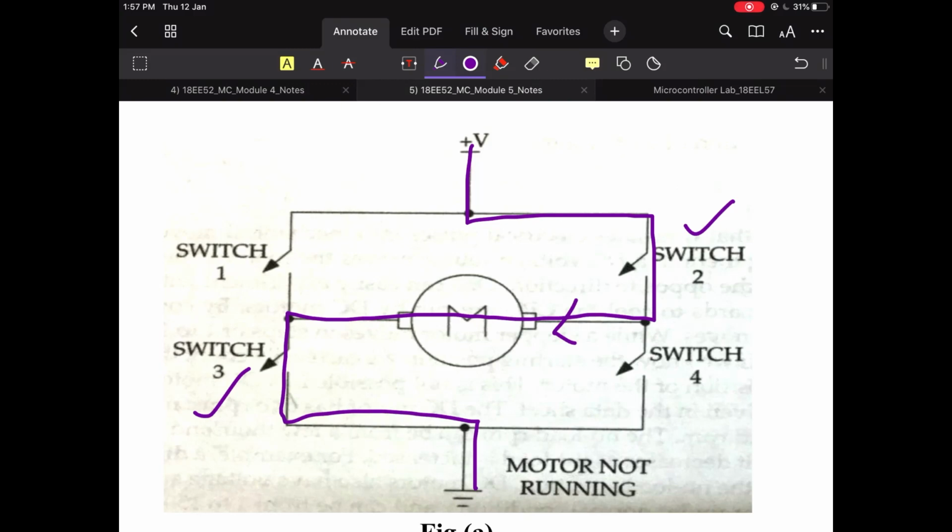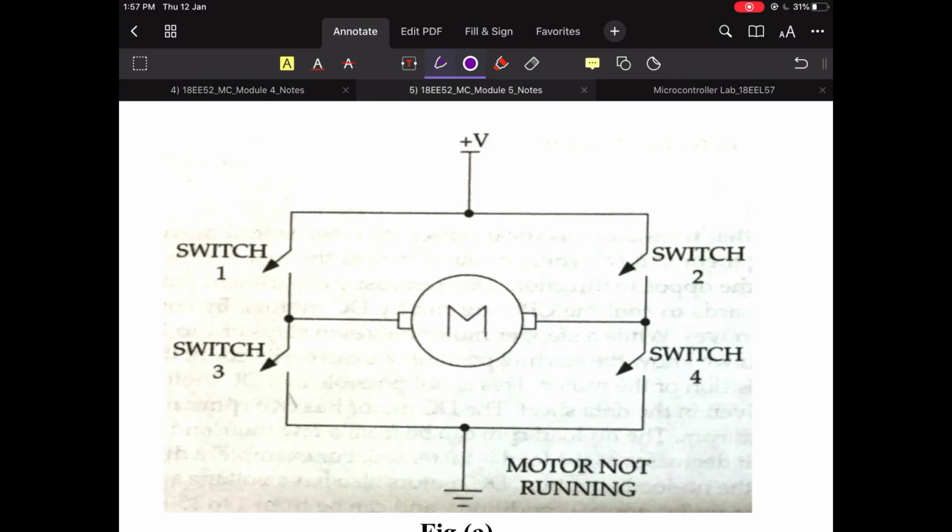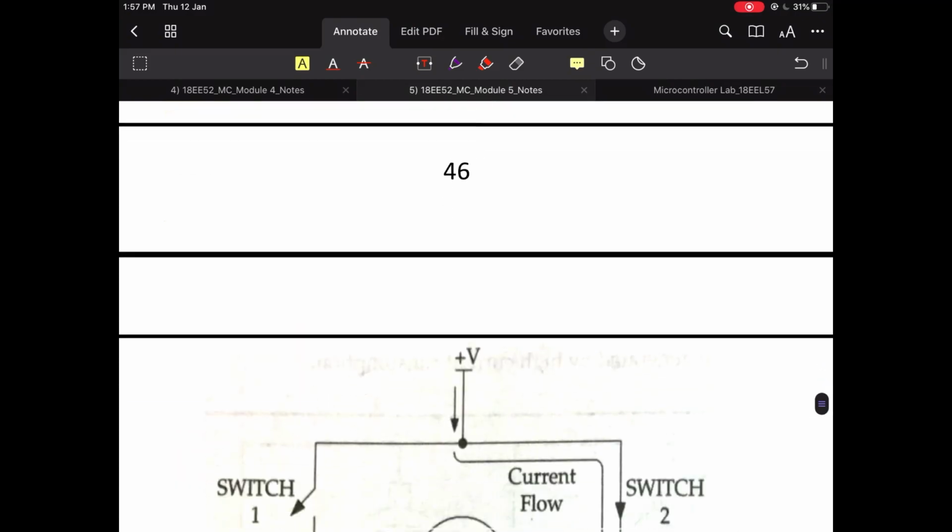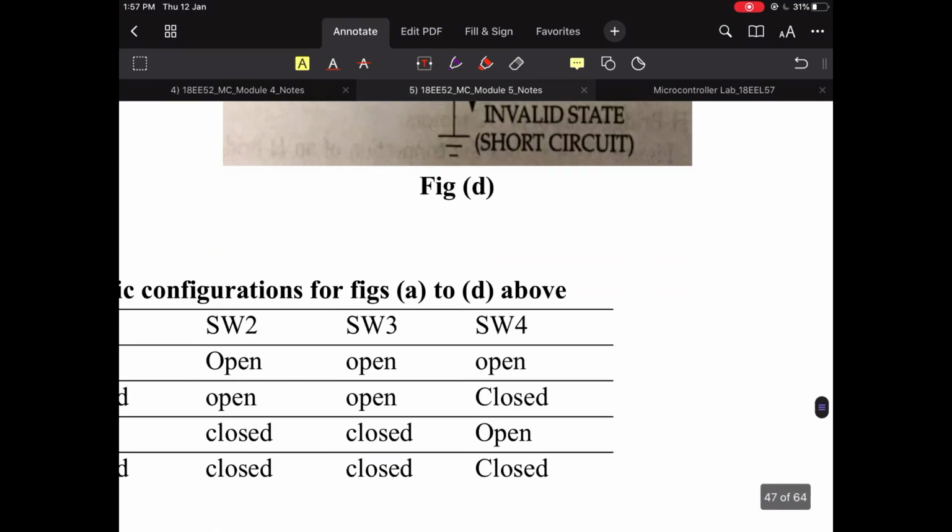So the direction of motor rotation will also change in parallel. The motor will start rotating in anti-clockwise direction. This is the process of bidirectional control of a DC motor. I am just summarizing this process here in the form of a table. Let's see the table.